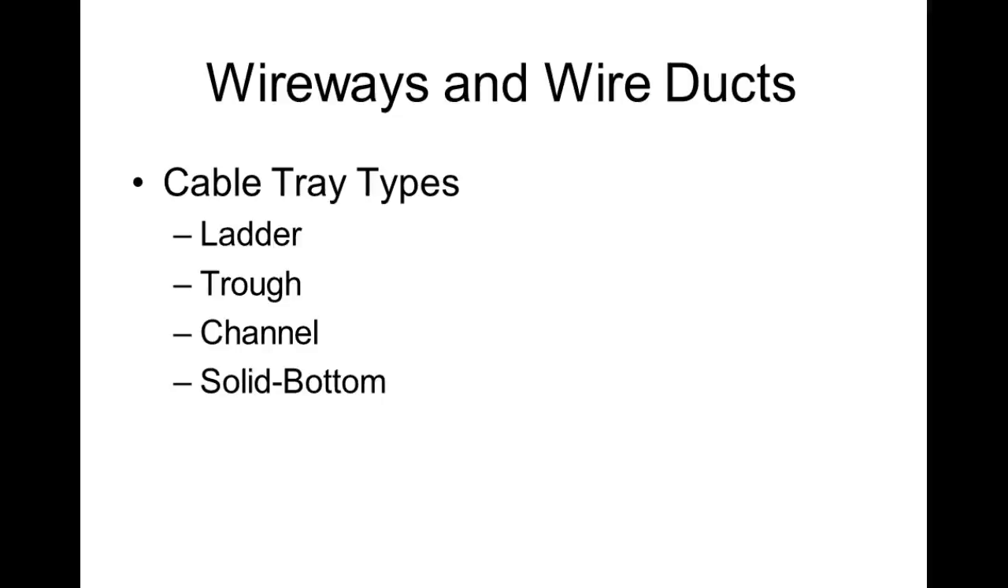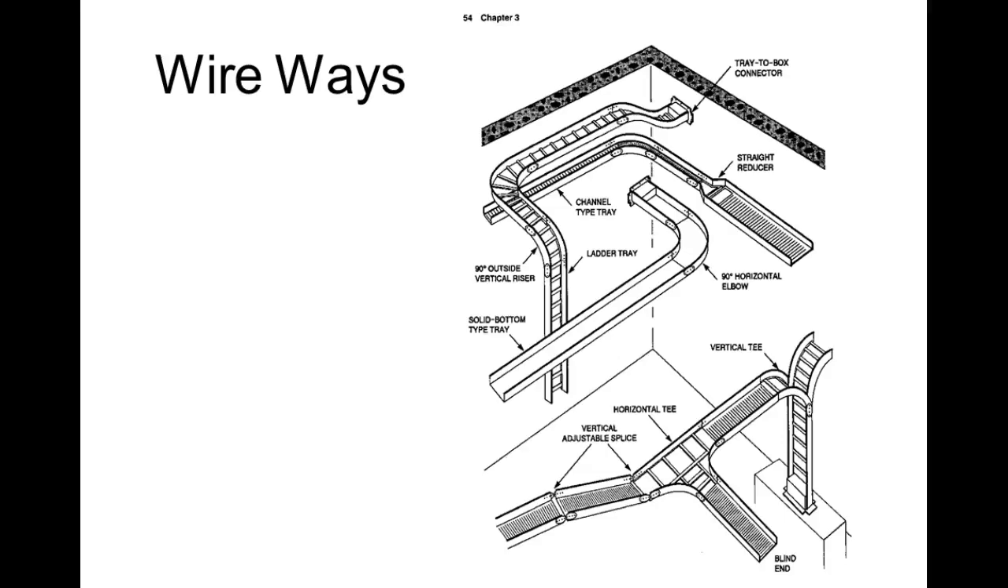Wireways and wire ducts. That's not with a K. We have cable trays, we have ladder, trough, channel, and solid bottom. And the next slide should give you all a real nice picture of the difference between these cable trays that we run. All these make sense? Huh? Are we all okay?